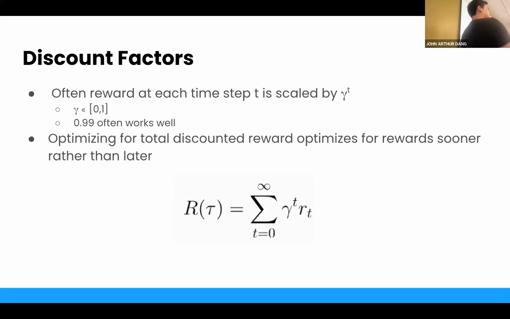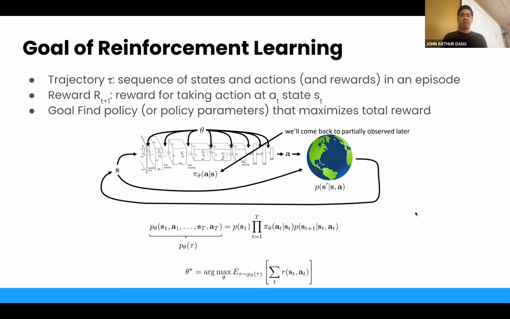Any other questions about this or anything else we've gone over so far? Okay. All right, so now to the actual entire goal of reinforcement learning. Like I mentioned before, we have a trajectory tau, which is a sequence of states and actions and rewards in an episode. The reward R_{t+1} will be the reward we get for taking action A_t at state S_t.